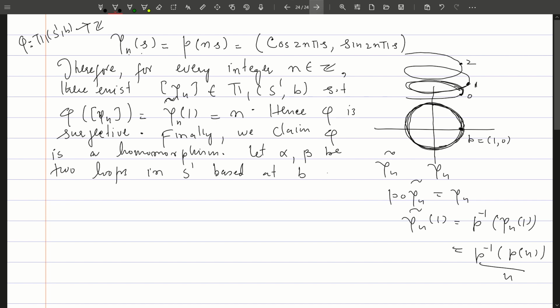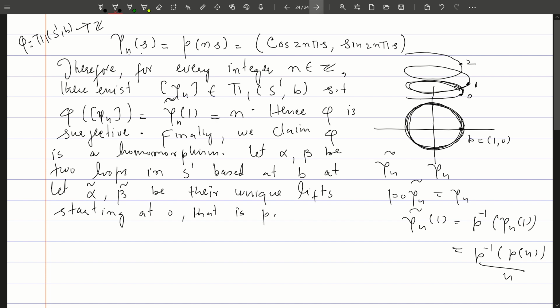and let alpha tilde and beta tilde be their unique lifts starting at 0. That is, P composed with alpha tilde is alpha, P composed with beta tilde is beta, and alpha tilde of 0 is 0, and so is beta tilde of 0.